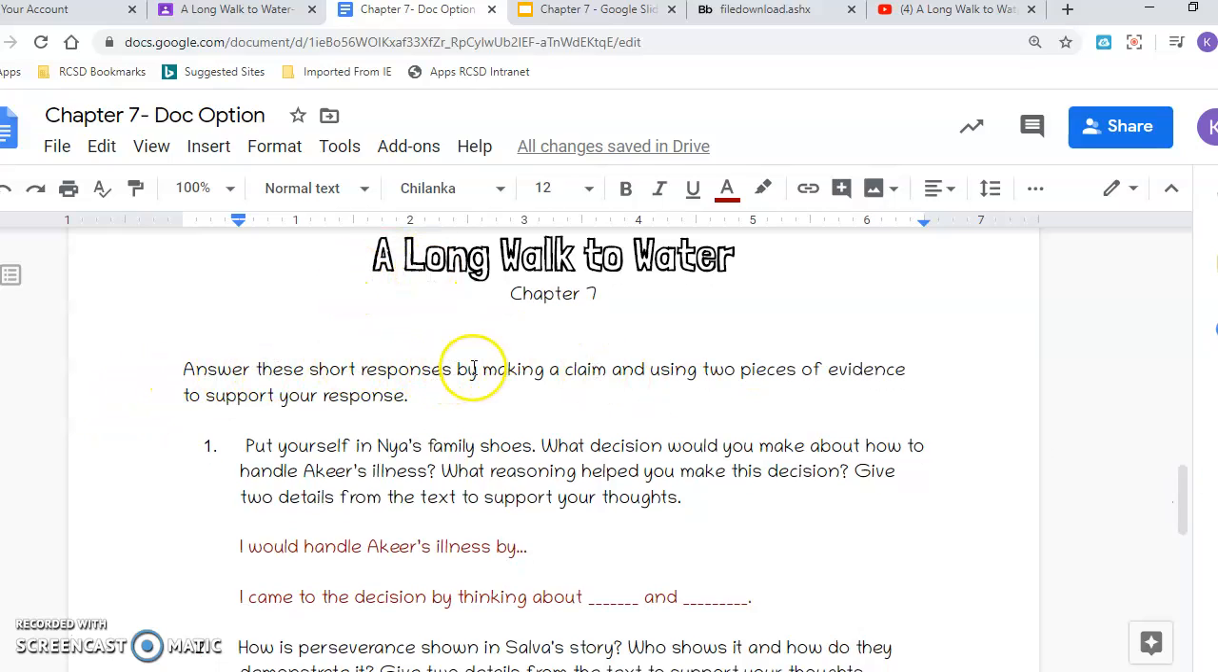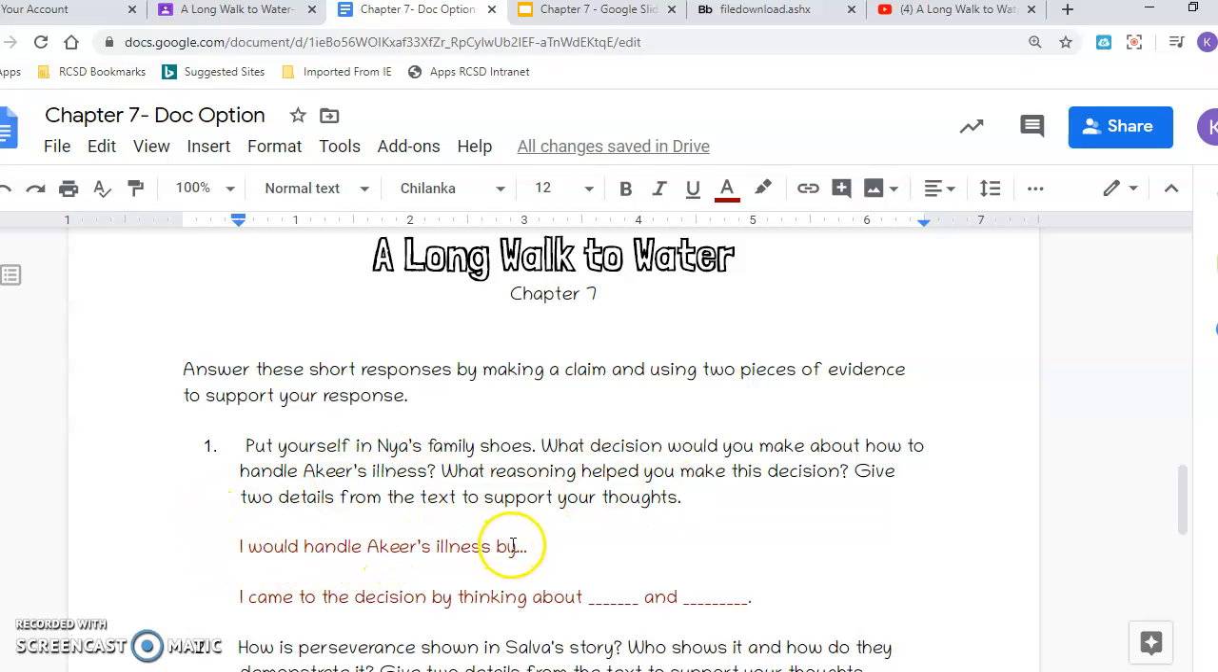Answer these short responses by making a claim and using 2 pieces of evidence to support your response. 1. Put yourself in Naya's family's shoes. What decisions would you make about how to handle Akir's illness? What reasoning helped you make this decision? Give 2 details from the text to support your thoughts.